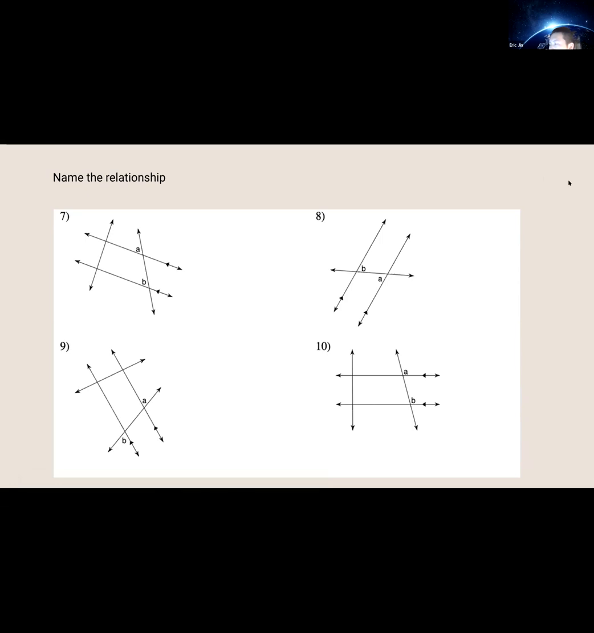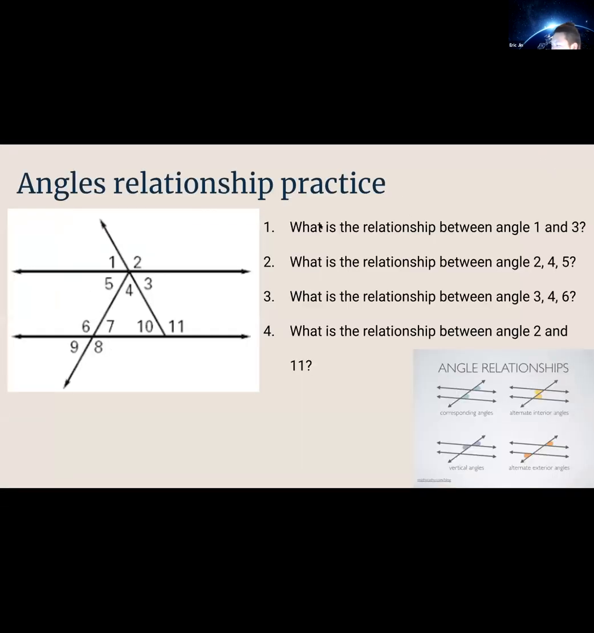As we can see, the angle A and angle B are on the different side of the line, which makes them, sorry, I forgot the name. Can we go back to the previous slide? Yeah, which makes them alternate interior angles, which means they have equal angle measurement.